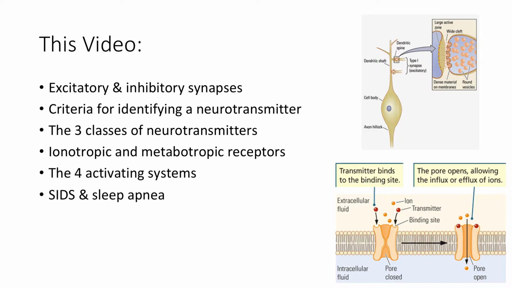We're also going to talk about 2 types of receptors, so the ionotropic and the metabotropic receptors. We're briefly going to talk about the 4 activating systems, and then we're briefly going to talk about sudden infant death syndrome, or SIDS, and also sleep apnea.